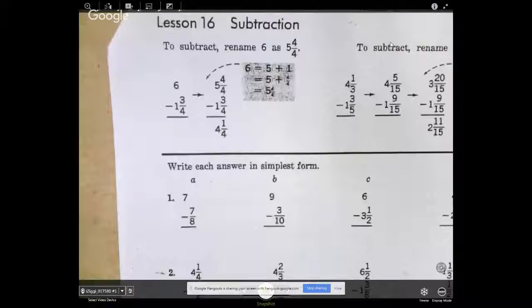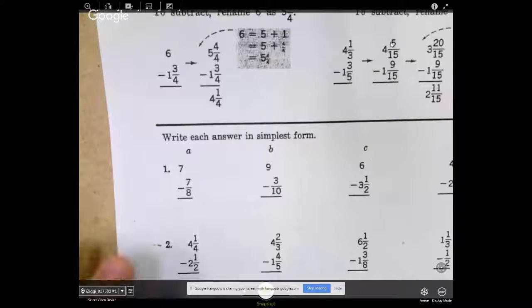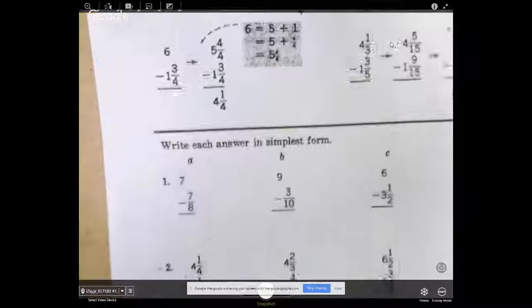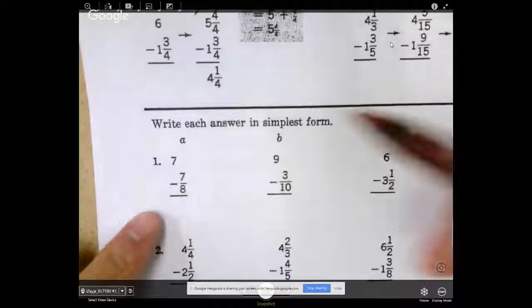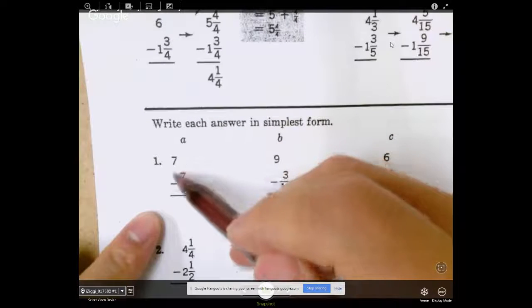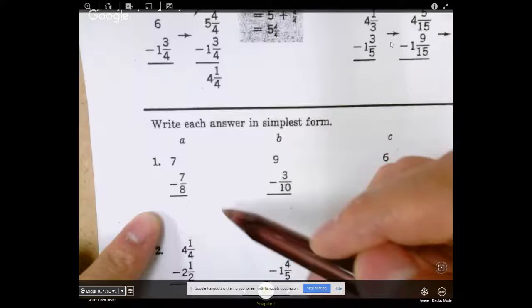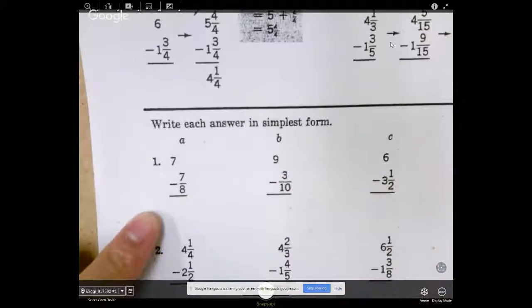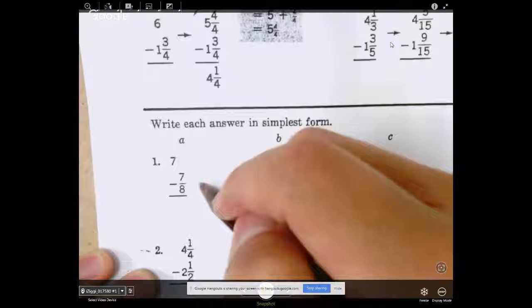Okay, the last lesson in here for this unit is going to be subtraction. The one thing that's different is there's subtraction, but you're going to have to borrow. For example, right now, this 7, you don't have a fraction. So we want to make a fraction out of this. All right. So what I'm going to do is borrow from this 7.